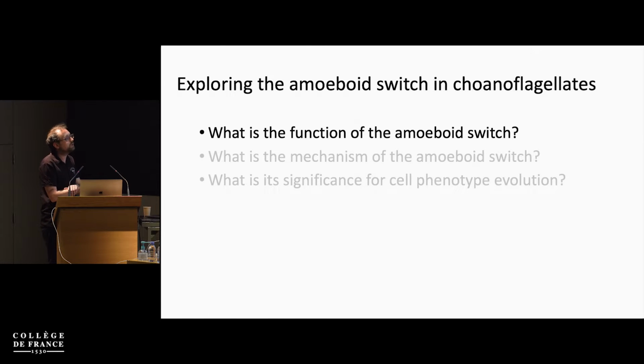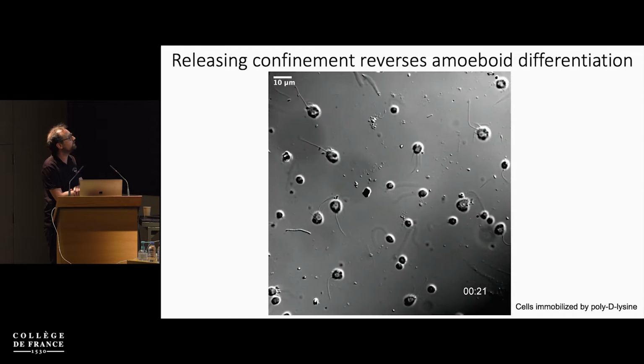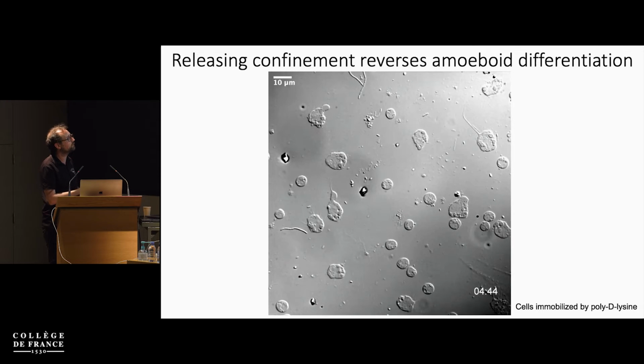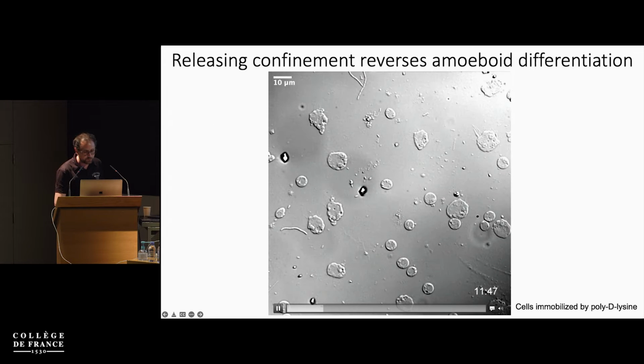So the first question is, okay, what is the function of this switch? Why do they do that? And one important thing to note is that this is an entirely reversible process. And you see here a population of choanos that's being confined, and these have been stuck with polylysine, so they cannot crawl around at all. They don't crawl very well anyway, but those really cannot do it because we prevent them. And I will jump a bit ahead in the movie, and you will see that these become amoeboid.